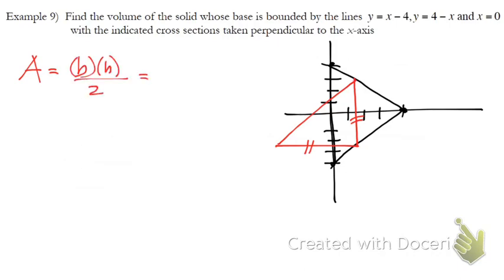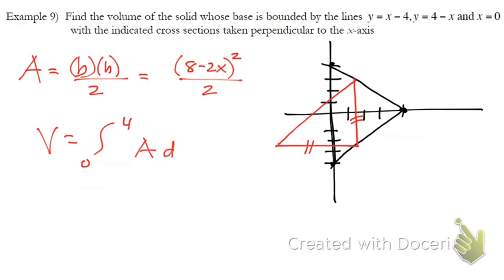The only difference is that base and height are the same because this is an isosceles triangle. So remember we said the base, the length of this was 8 minus 2x. So that's (8 minus 2x) squared divided by 2. And then volume is equal to the integral from 0 to 4 of that area dx. Go ahead and pause your video and put that into your calculator and see what you get.